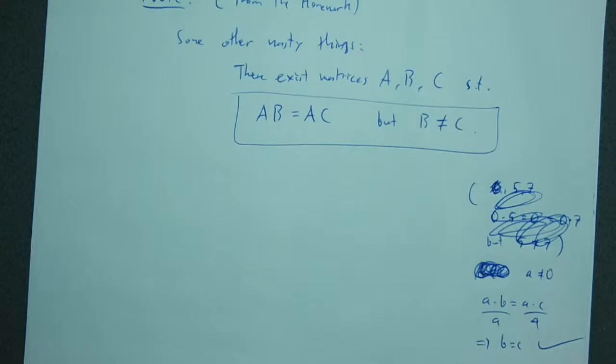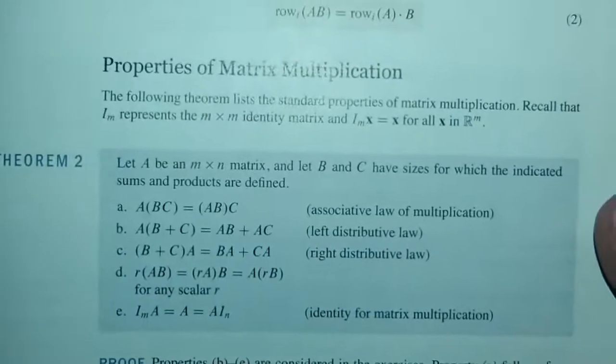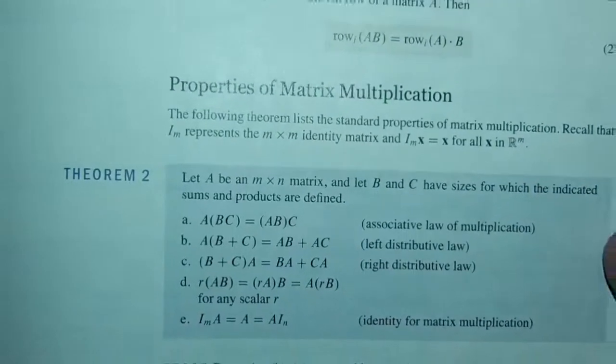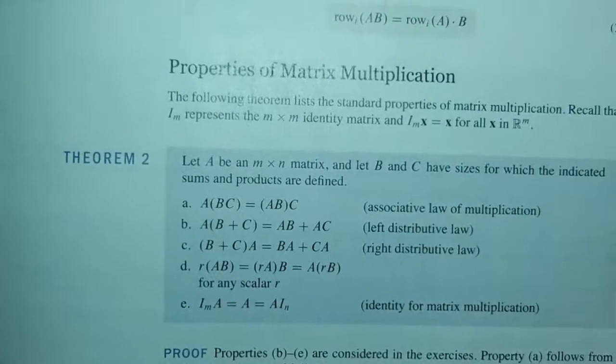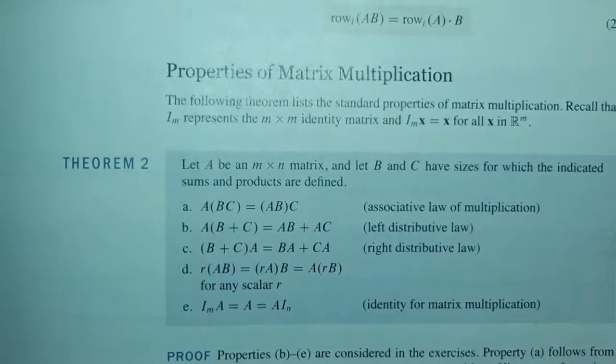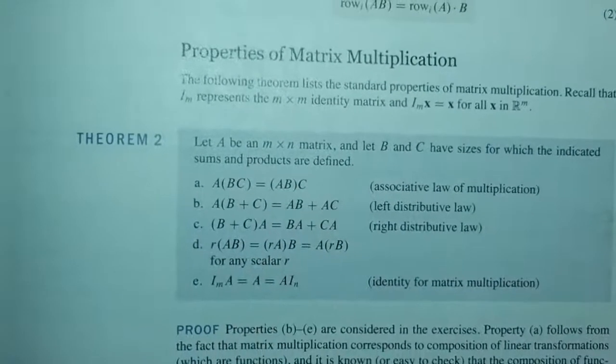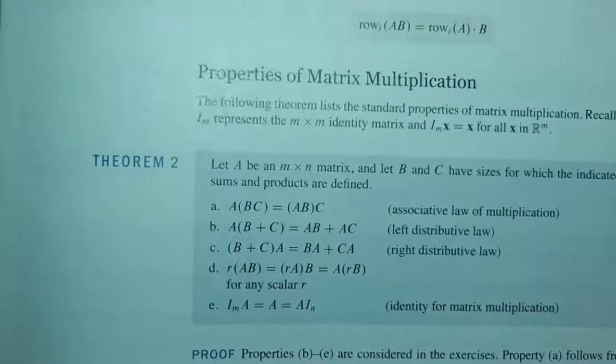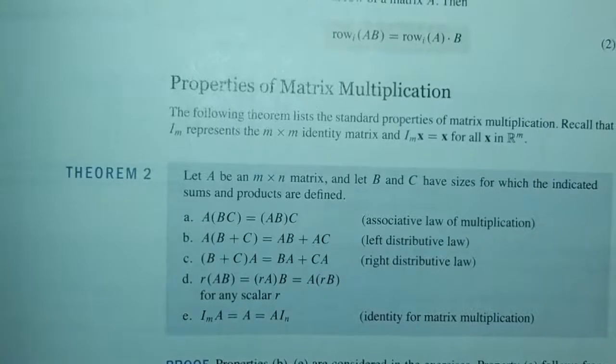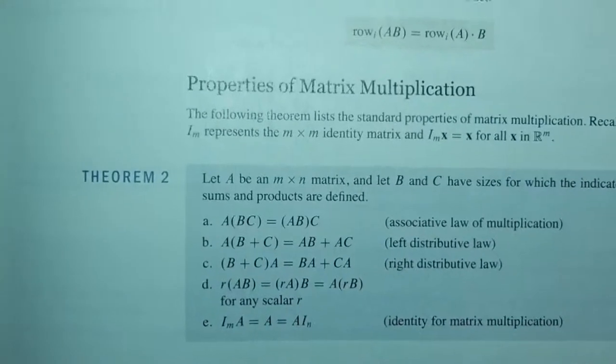Okay, a couple of things here that I wanted to read off before moving on. So I'm going to bring the book here so that I don't have to copy down a long list of properties. All right, here's Theorem 2. These are the properties of matrix multiplication, the nice things about matrix multiplication. If A is an m by n matrix, B and C have sizes such that this is all defined. Whenever I'm stating a theorem about matrices, that's always what is assumed, so we don't have to keep track of a bunch of subscripts.